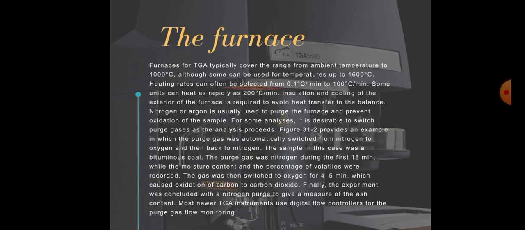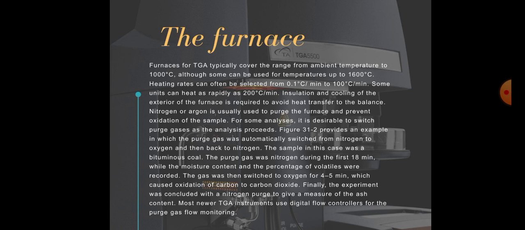Now we see furnace. Furnaces for TG typically cover the range from ambient temperature to 1000 degrees Celsius. Also, some can be used for temperature up to 1600 degrees Celsius. Heating rates can often be selected from 0.1 degrees Celsius per minute to 100 degrees Celsius per minute. Some units can heat as rapidly as 200 degrees Celsius per minute.